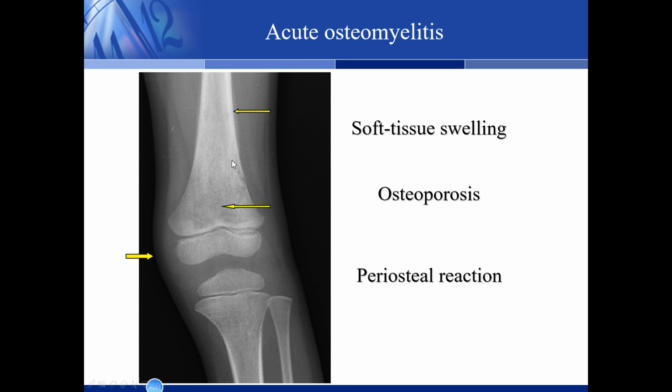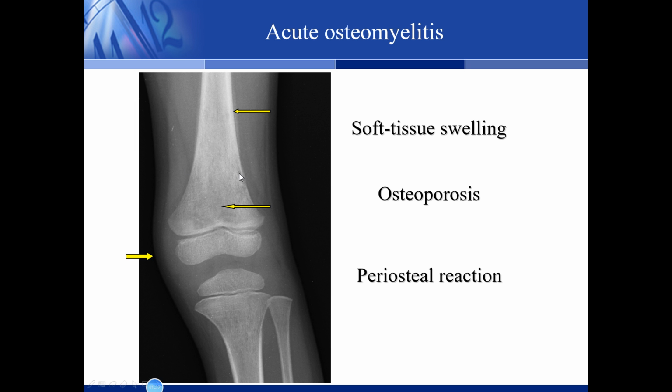This is the acute osteomyelitis. If the acute osteomyelitis is not treated, it will become chronic. In these films, here is the osteoporosis and the bone destruction. Here are discrete and small areas of bone destruction.